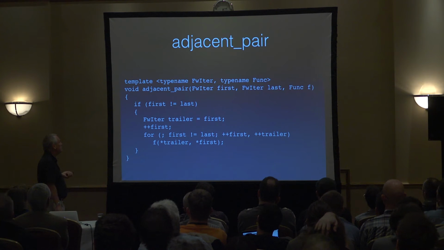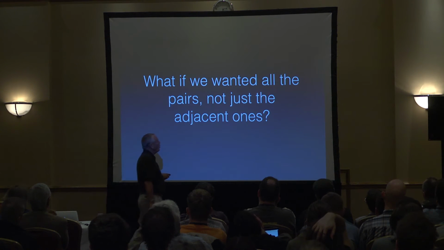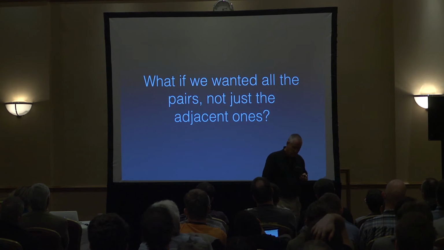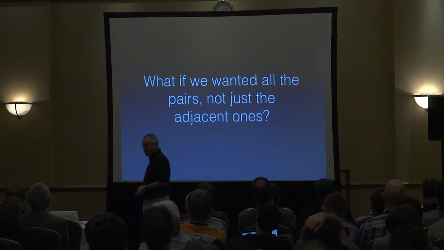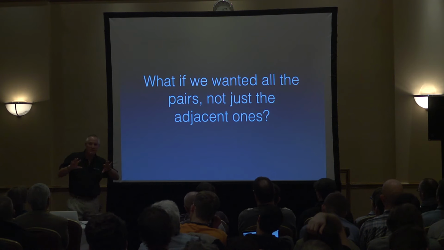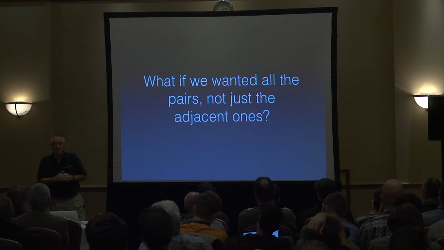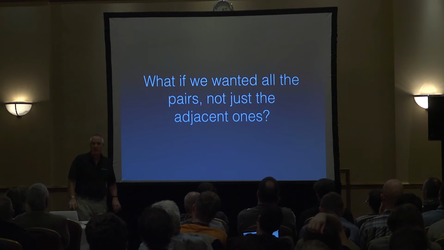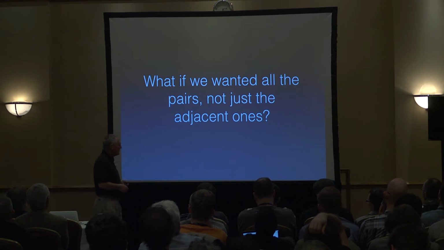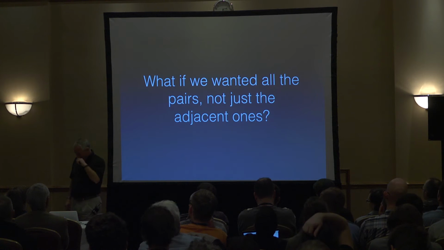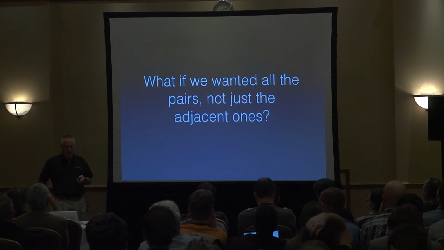Okay, slightly different question. What if we wanted all the pairs, not just the adjacent ones? And when I say all the pairs, again, you have to be careful about definitions. If you have 1, 2, 3, 4, 5, I'm thinking 1, 2, 1, 3, 1, 4, 1, 5, 2, 3, 2, 4, 2, 5, 3, 4, 3, 5, 4, 5. That meaning of all the pairs doesn't include 5, 1 and 3, 3 and things like that. So think for a minute, how would you write that? It's surprisingly similar.